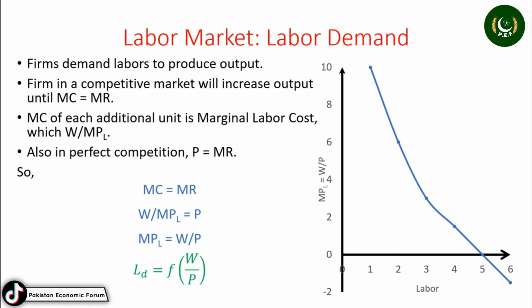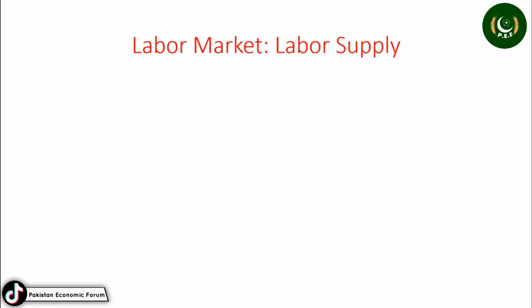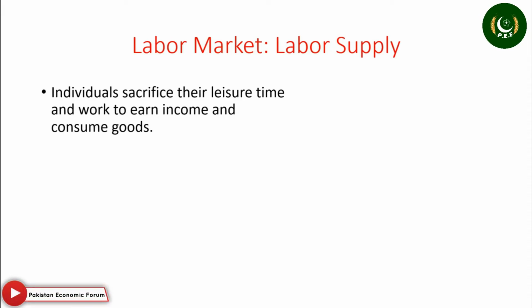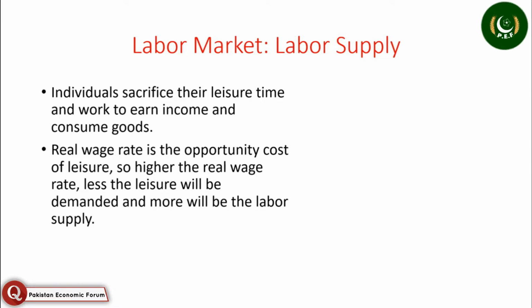Next is labor supply. As told, labor supply comes from households. Individuals sacrifice their leisure time and work to earn income and consume goods. The real wage rate is the opportunity cost of leisure. So, the higher the real wage rate, the less leisure will be demanded, and the more labor will be supplied. Therefore, labor supply is also a function of the real wage rate, and the relation between the two is increasing.